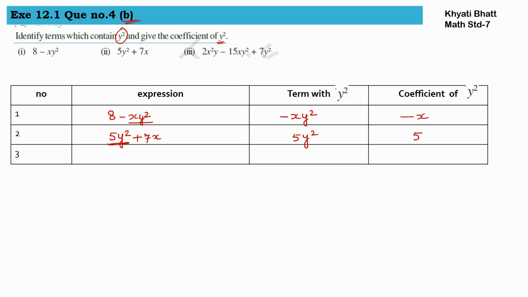Third one, 2x square y minus 15x y square plus 7y square. So there are three terms here. In the first term there is no y square. In the second term y square is there, and in the third term y square is there. So both of these terms we are mentioning: the second term minus 15x y square and the third term 7y square. So from the second term the coefficient is minus 15x. Don't forget to mention the negative sign as and when it is along with the numbers or expression. Then in the third term it is only 7.